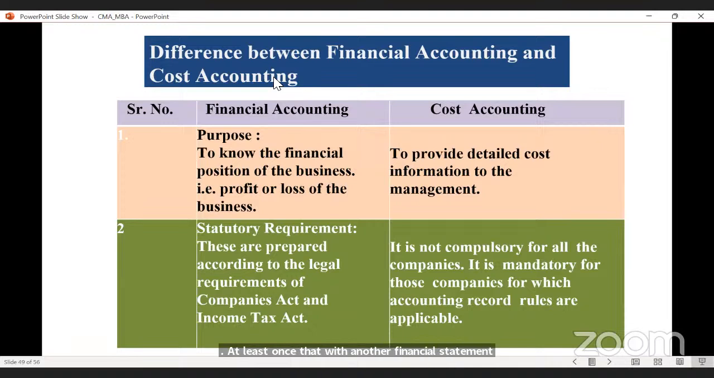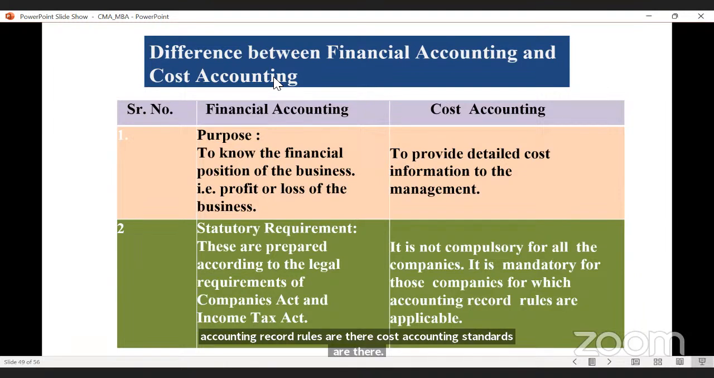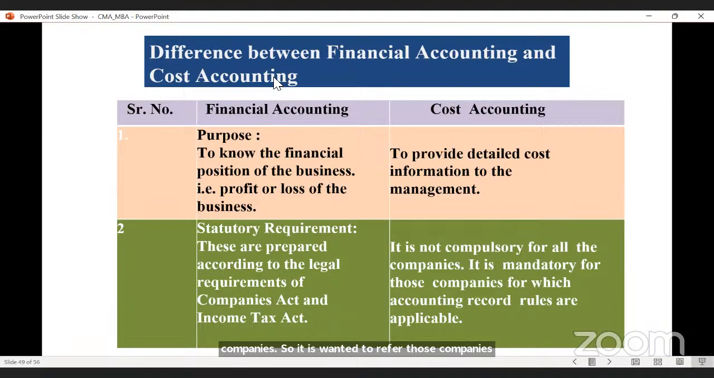It's mandatory. Tax return: since you are doing the company form of business, you have to file your return. So the tax return is also compulsory. That is the statutory requirement. But cost accounting is not compulsory for all companies. It is mandatory for those companies for which cost accounting record rules are applicable. That means cost accounting record rules and cost accounting standards are there. So cost accounting is not compulsory for all types of companies.